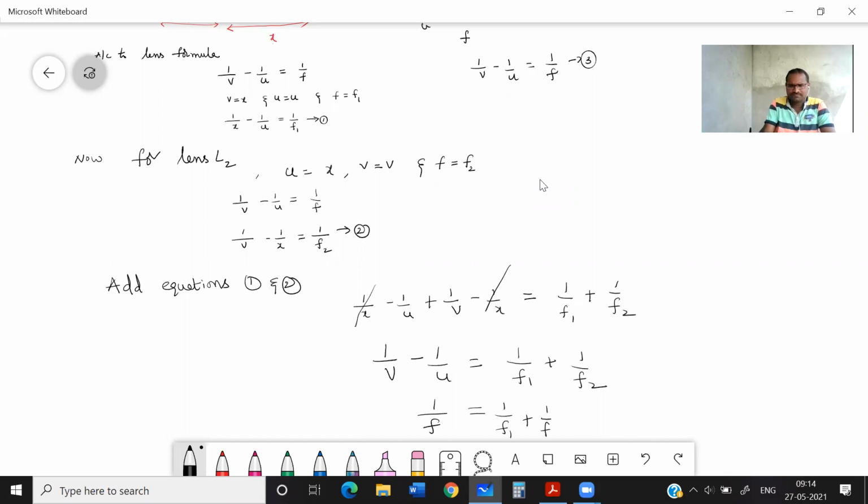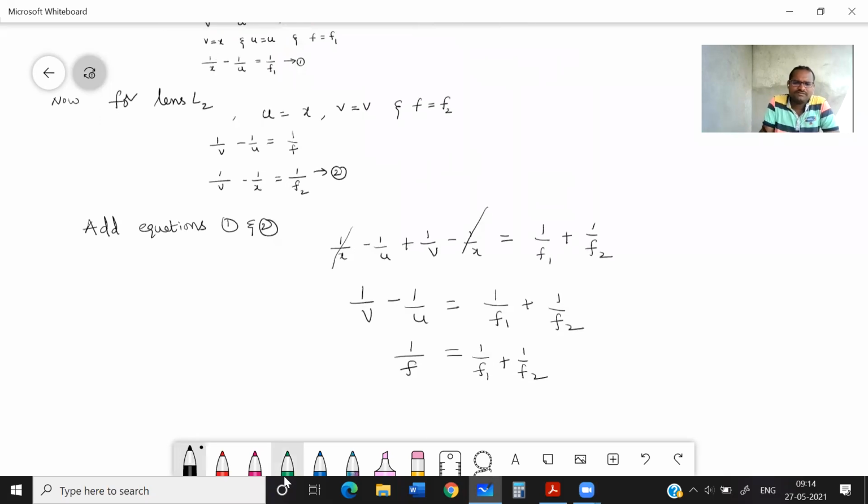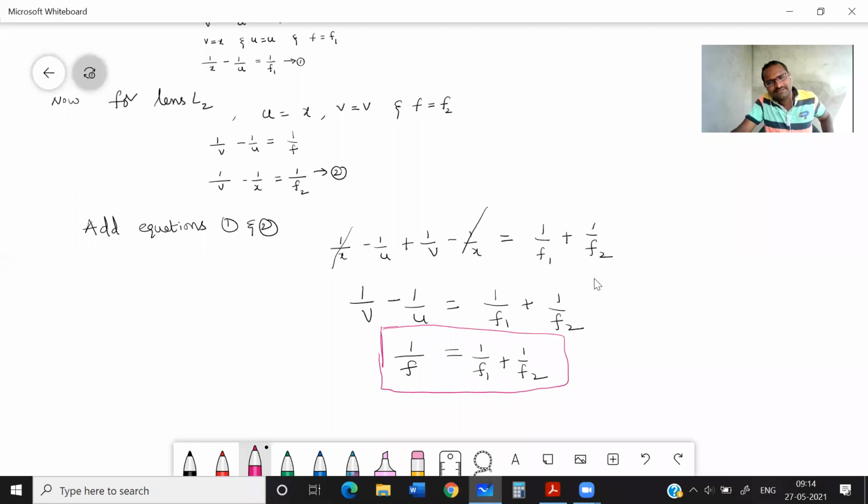Yes. This is the expression for focal length of two thin lenses when they are in contact with each other. It's important for 5 marks. Easy derivation, they may ask you. Okay, I am expecting this question in your exam this year.